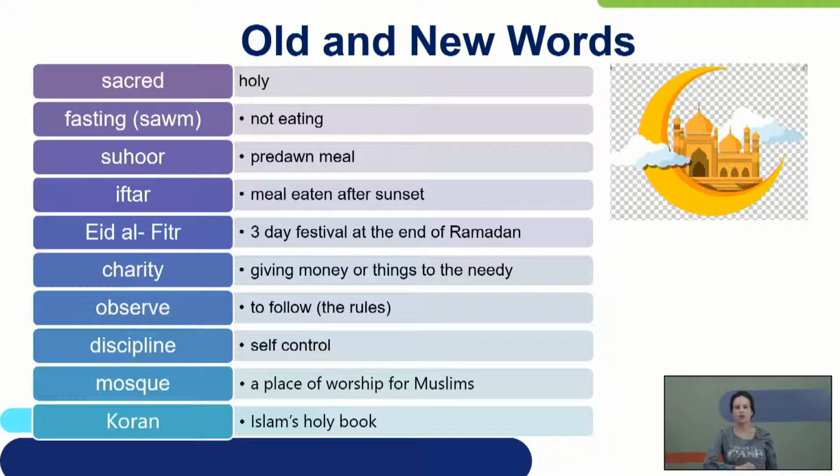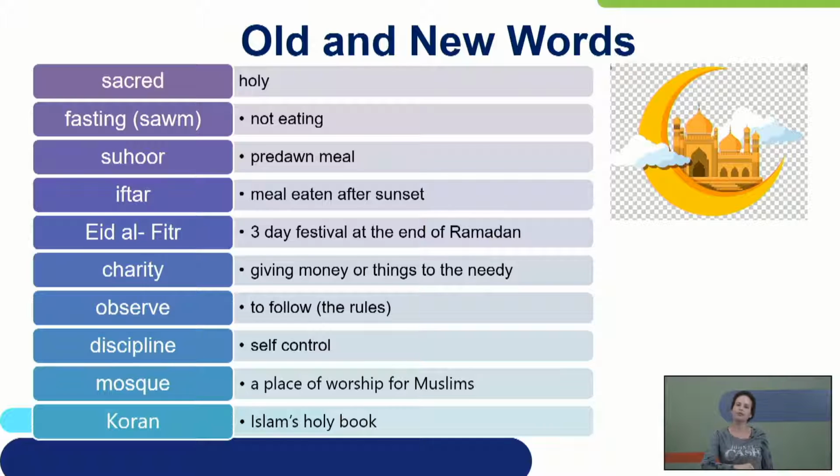First, I'd like to review some old words that we learned in the previous presentation, and I would also like to introduce you to some new vocabulary. So, sacred. Sacred means holy, okay? The Quran is a sacred book. It is a holy book. Fasting, or in Arabic, saum, means not eating. But in Ramadan, if you remember, fasting is not eating and not drinking.